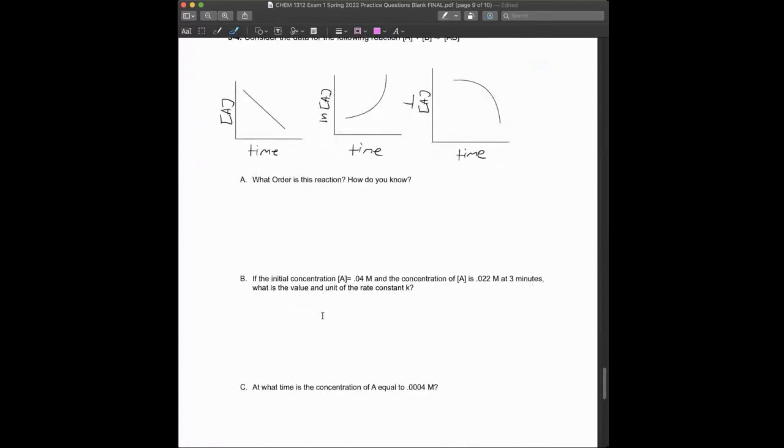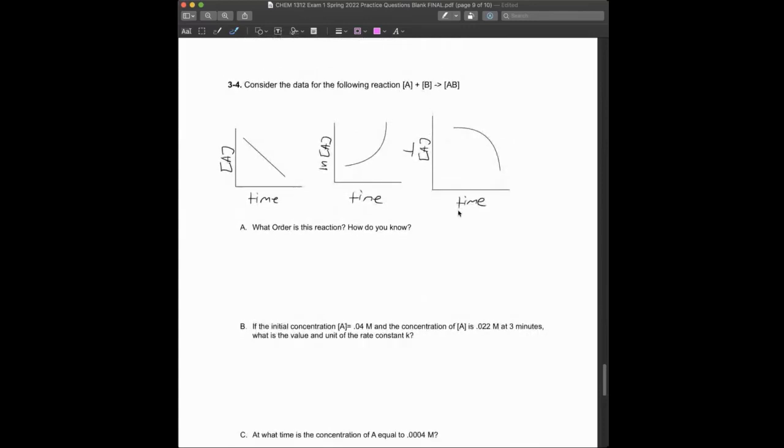Okay, so let's move on to these type of problems. Consider the data for the following reaction. A plus B turns into product AB, and we have different graphs, right? So we have a graph with a negative slope, and then a slope here, and then this one, ln of A over time, which is very curvy, exponential, and then we have 1 over the concentration of A.